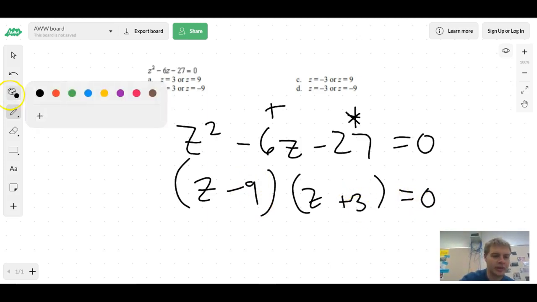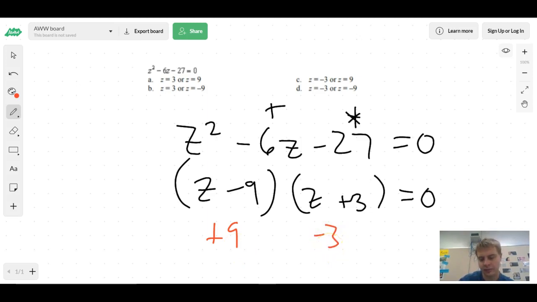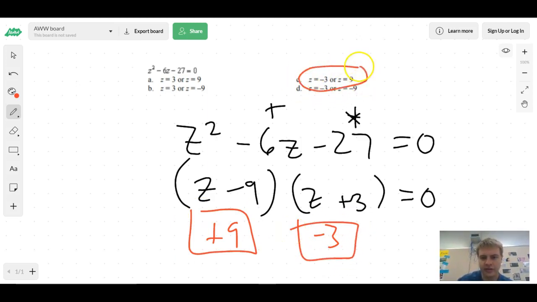Again, we want to figure out what makes that equal to 0. What would make that equal to 0 would be positive 9, because 9 minus 9 is 0, and negative 3, because negative 3 plus 3 would be 0. These would be our two answers, or C again for this case.